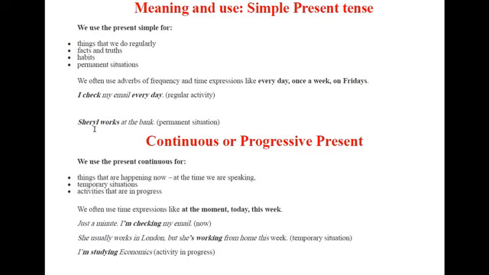The second tense is continuous or progressive present. Continuous or progressive present is for things that are happening now, at the time we are speaking. Temporary situations, activities that are in progress. We often use time expressions like at the moment, today, this week.